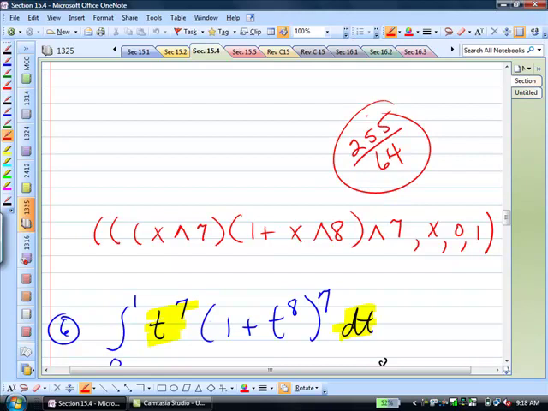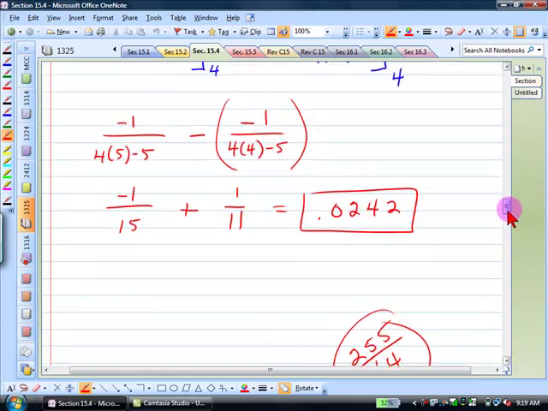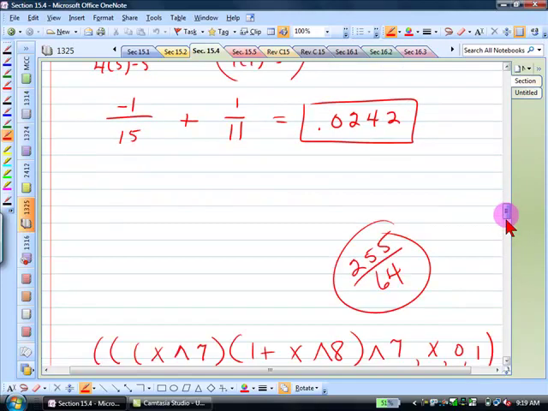Did you get that? Did I get it? Okay. You have to be careful when you have that many things going on and you're putting it in the calculator. Okay? Mm-hmm. 0.0242. Got it? Okay. All right.